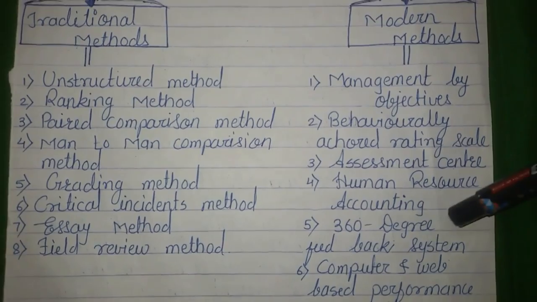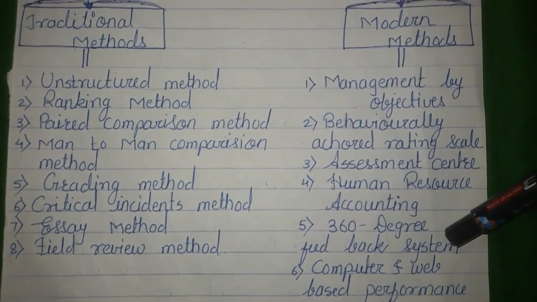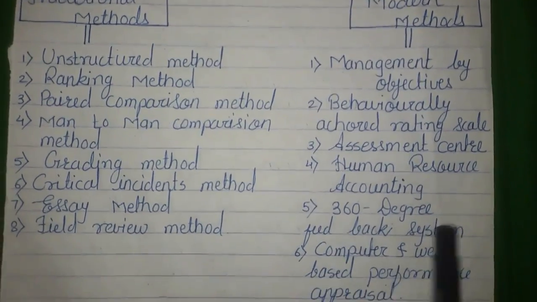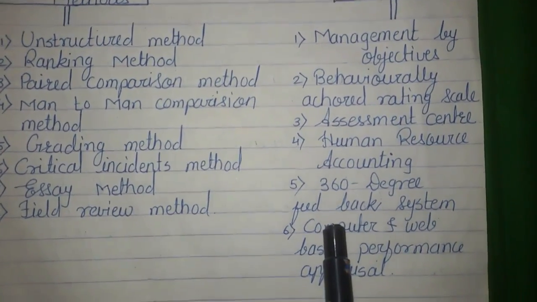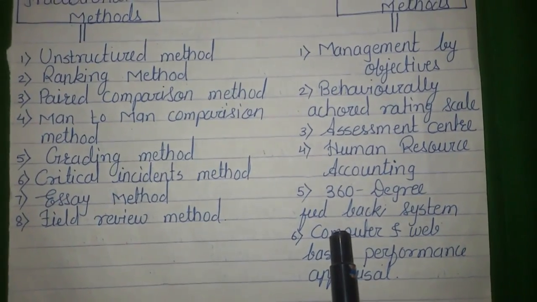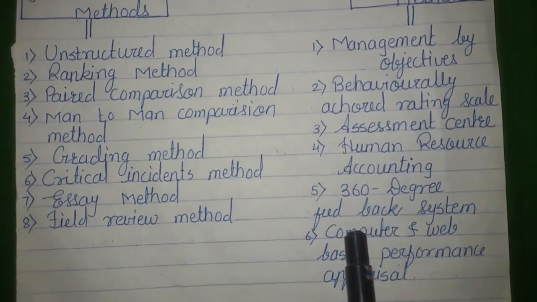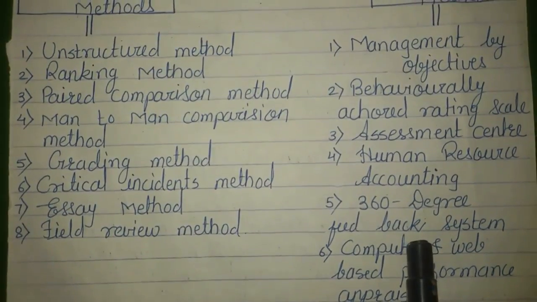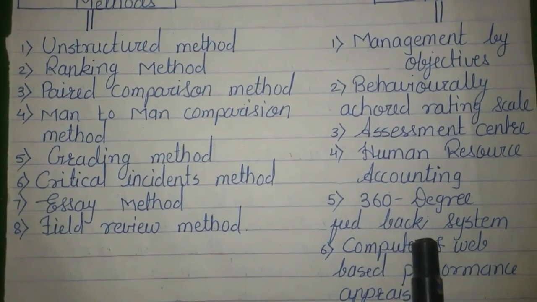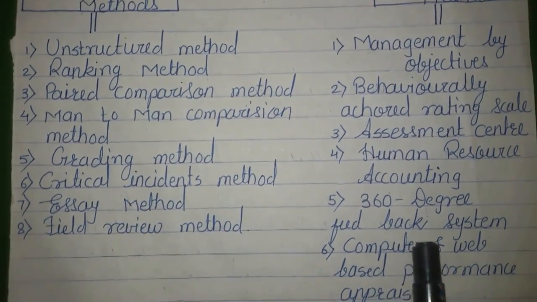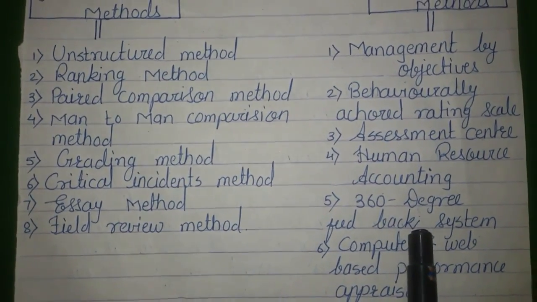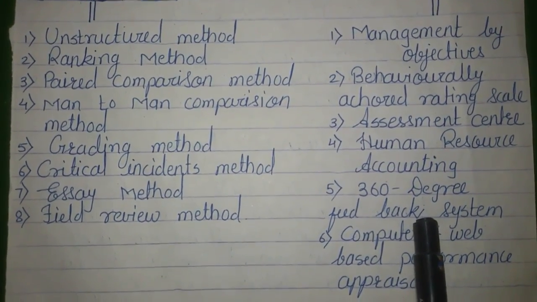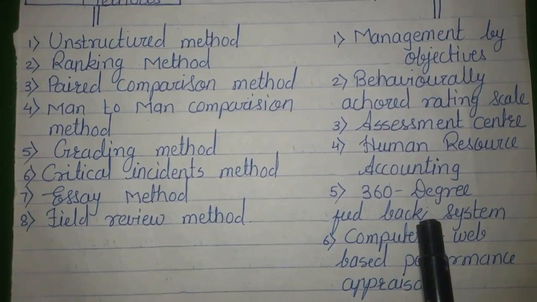Next, 360-degree feedback system. The word itself suggests 360-degree feedback. What does it mean? Feedback from all the authorities. Feedback from supervisor, feedback from colleagues, feedback from management, all the department members. This system has been developed at IIM Ahmedabad. This is a very famous method, and we are going to apply this method to know the feedback from each and every department, from each and every party who is concerned with that employee.